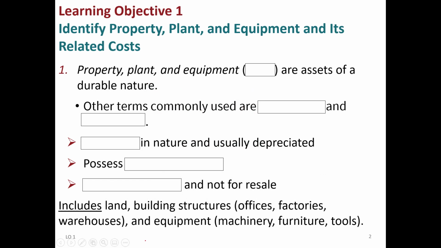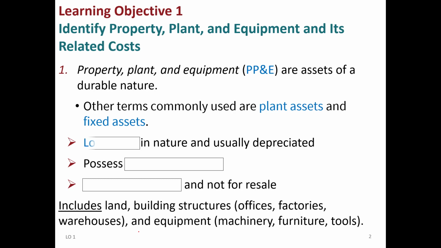So, Chapter 10 is all about property, plant, and equipment, otherwise known as PP&E. So if you hear me use the phrase PP&E, just realize that I'm talking about property, plant, and equipment. Some features you need to know about PP&E. One is sometimes it's referred to as plant assets. Another term that is used often is fixed assets. So if I say the phrase fixed assets, plant assets, or PP&E, just realize that I am talking about property, plant, and equipment.